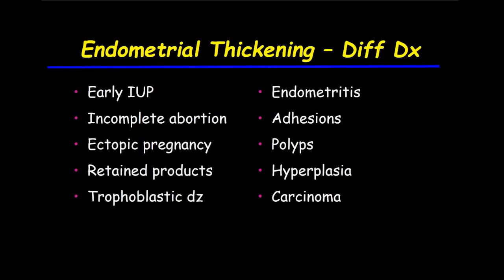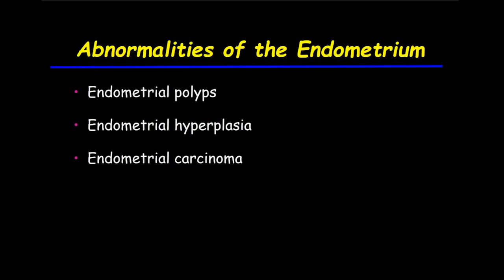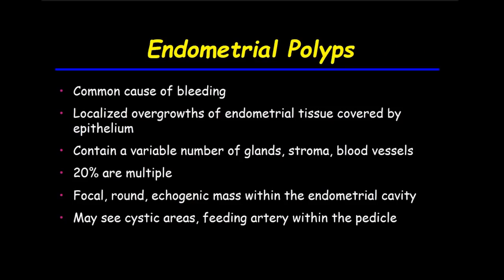Moving on to the endometrium. The differential diagnosis of endometrial thickening includes many entities, including those related to pregnancy, infection, and also endometrial polyps, hyperplasia, and carcinoma. Abnormalities of the endometrium include polyps, hyperplasia, and carcinoma.